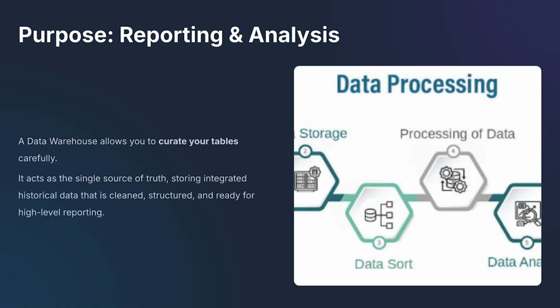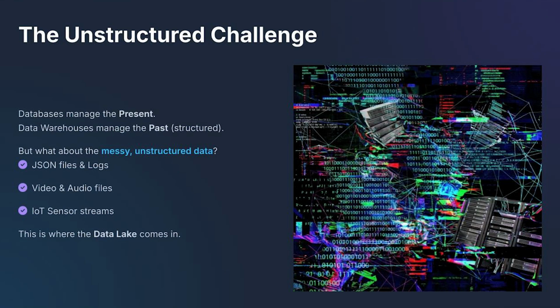And then the book definition is going to be, a data warehouse is a central repository that stores integrated historical data from multiple sources, such as business applications and databases, for reporting and analysis. So databases manage the present and data warehouses manage the past. What about messy unstructured data, such as JSON files, logs, videos, and sensor feeds that don't traditionally fit in a table format? That's where the data lake comes in.